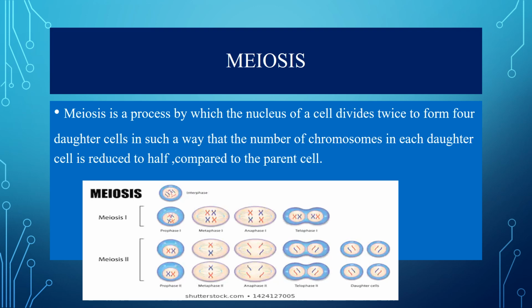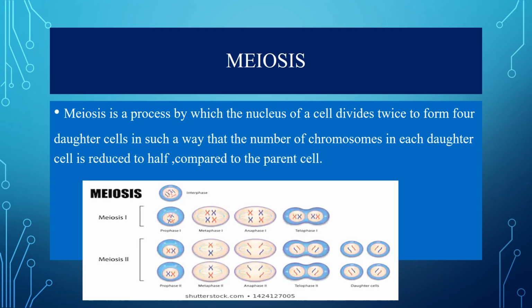In mitosis, the nucleus divides once to form two daughter cells. So when the nucleus divides twice, it will form four daughter cells in such a way that the number of chromosomes in each daughter cell is reduced to half. In mitosis, the number of the chromosomes remains the same, right? In this meiosis, the number of the chromosomes is reduced to half compared to the parent cell. Clear? So meiosis is the process by which the nucleus of the cell divides twice to form four daughter cells, and the chromosome number is reduced to half.